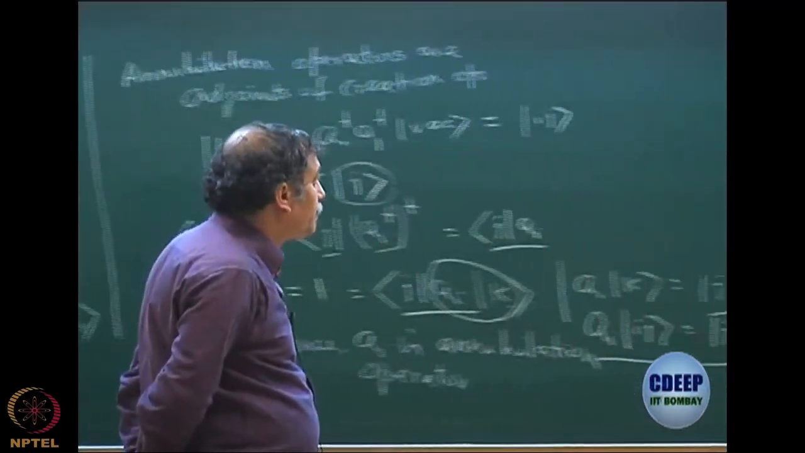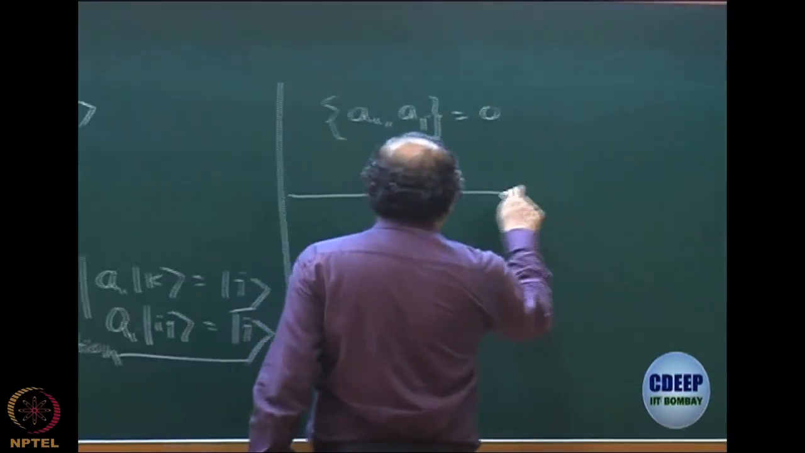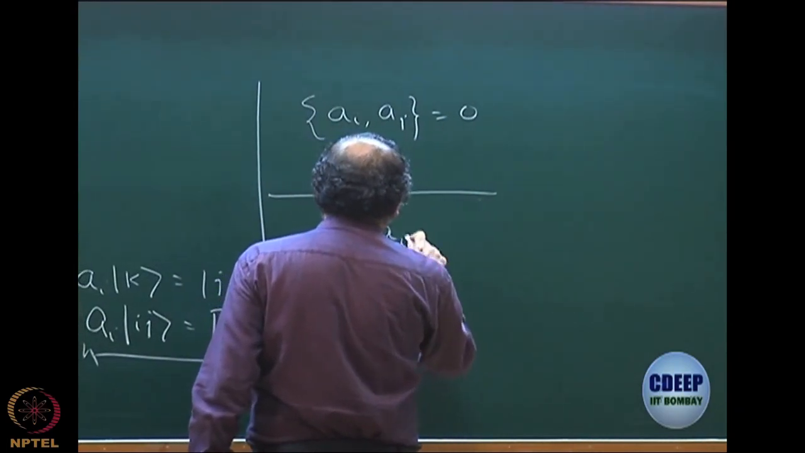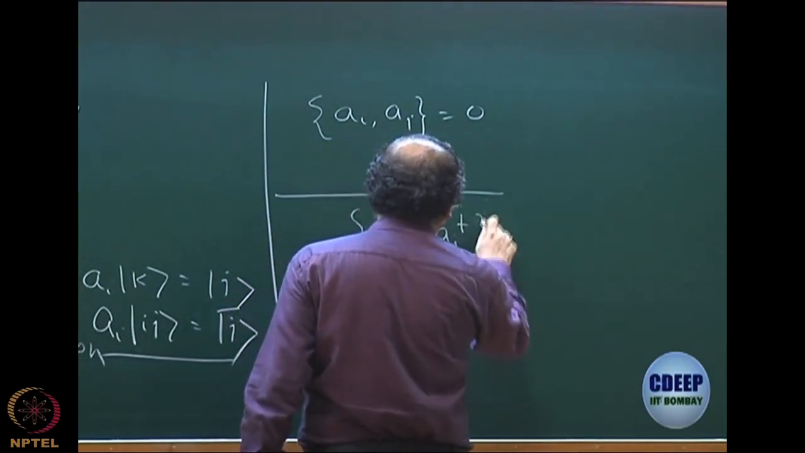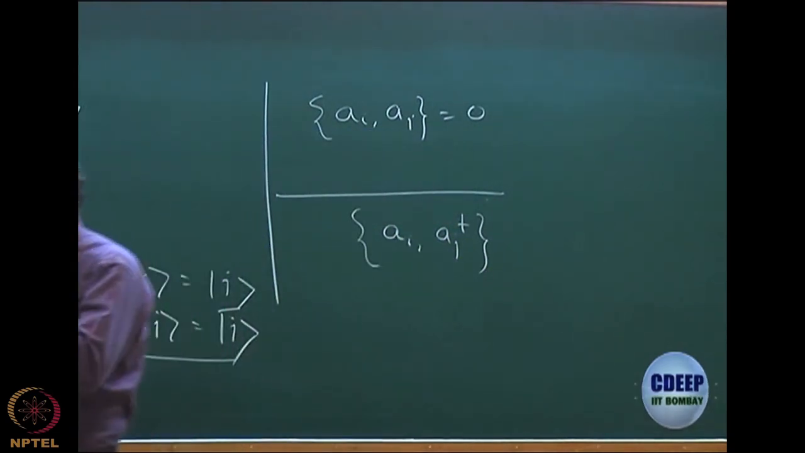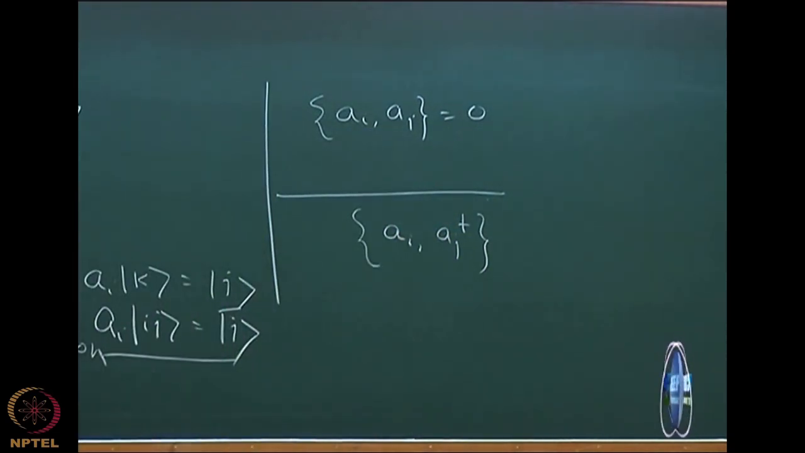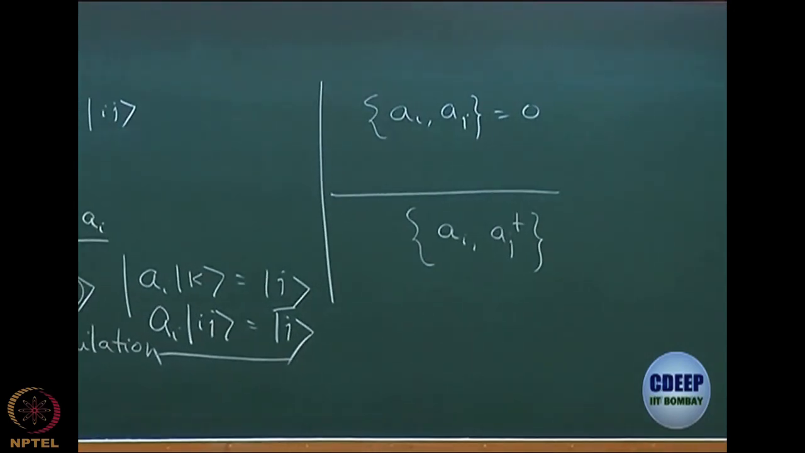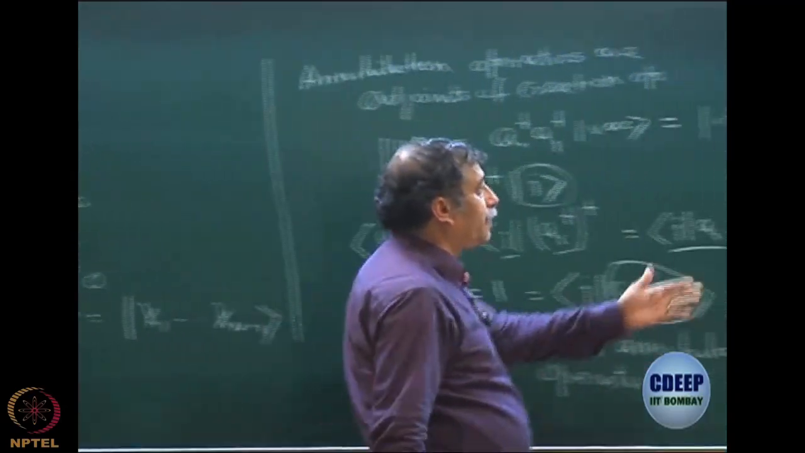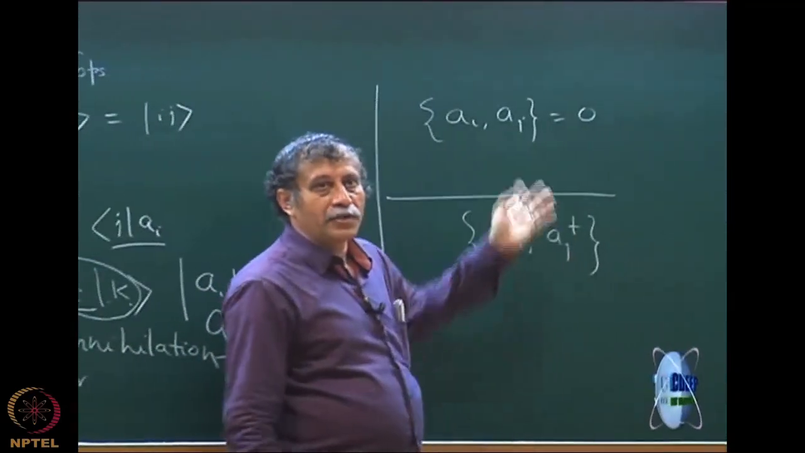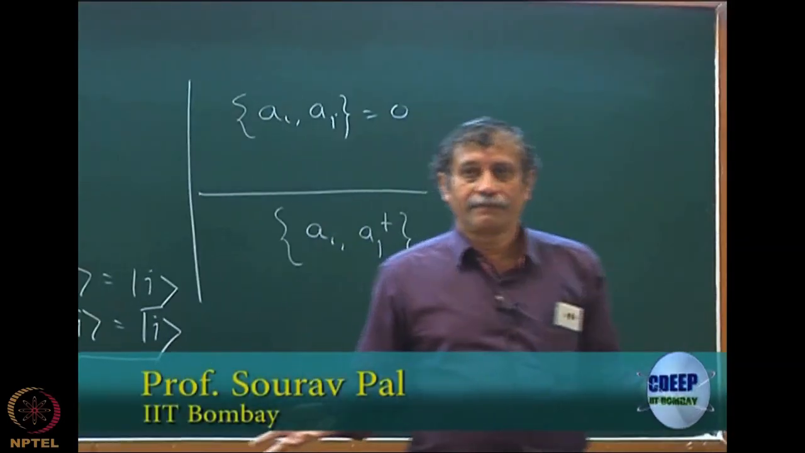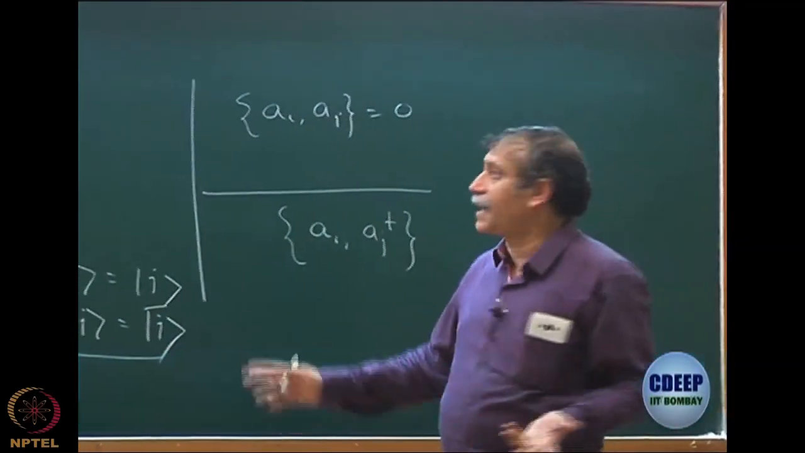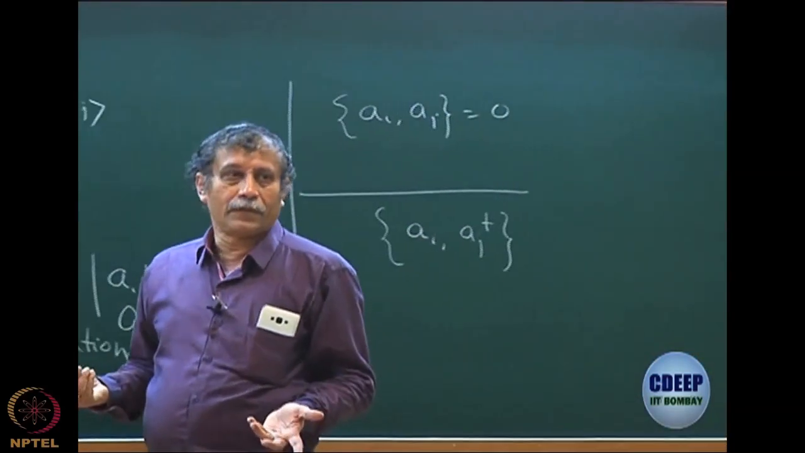Then we will ask the question, what happens if I have an anti-commutation between two operators, AI and AJ dagger? So one of them is creation, one of them is annihilation. What happens to the anti-commutation between these two operators? These parts are clear. For any I and J, it is 0, and of course specifically also for I equal to J. I equal to J essentially shows that you cannot destroy twice, because AI squared becomes 0. So you cannot destroy twice.